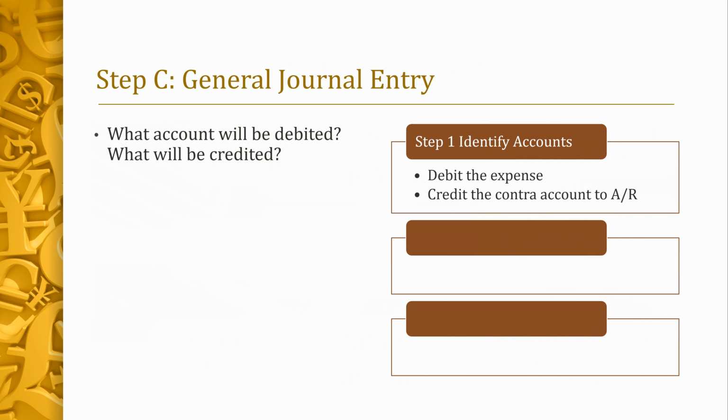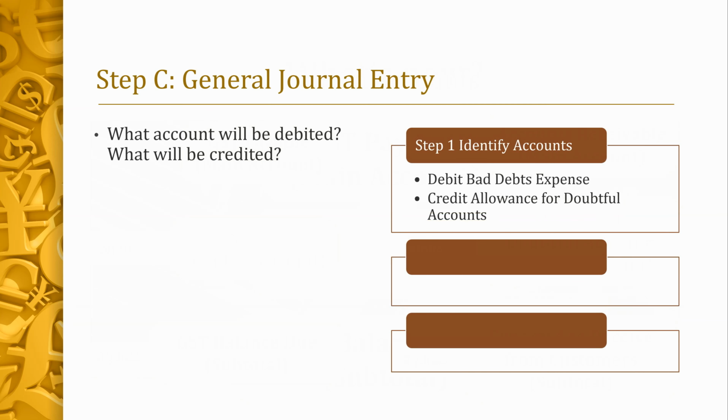So remember that as a contra account, the allowance for doubtful accounts normally has a credit balance. So assets normally have a debit balance, but because this is a contra account, it's going to have a credit balance to offset accounts receivable. So we know that in step 1 of determining which accounts to debit and which to credit, it will be the asset account allowance for doubtful accounts that will get credited. Now, what gets debited? The related expense account gets debited.